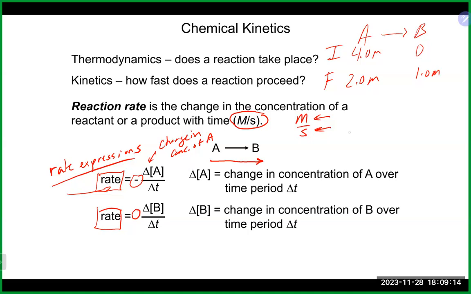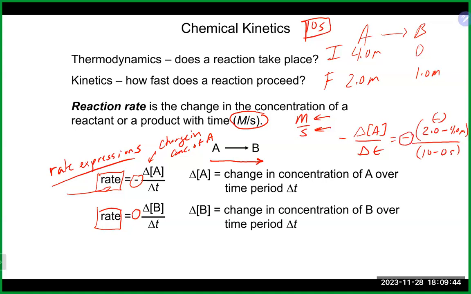So if we were to calculate the change in concentration of A over the change in time, let's just say we did this for 10 seconds. We would calculate this as minus our final concentration, which is 2 minus 4 molar, divided by our 10 minus 0 seconds, basically, right? So here, this is going to give us a negative number. When we take 2 minus 4, that negative with the negative here will turn our rate into a positive number, which is what we're looking for.